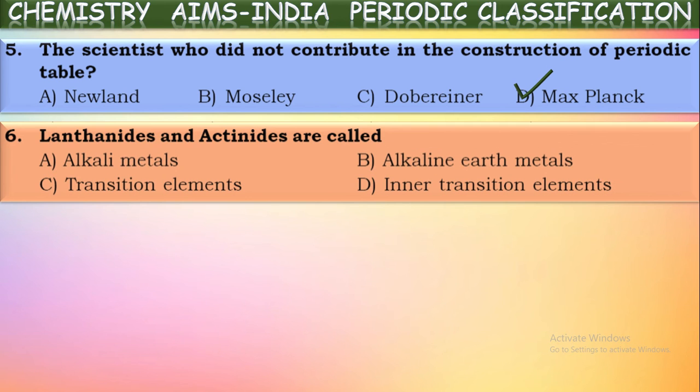Right, next one. Lanthanoids and actinoids are together called. What are they called, these two together?